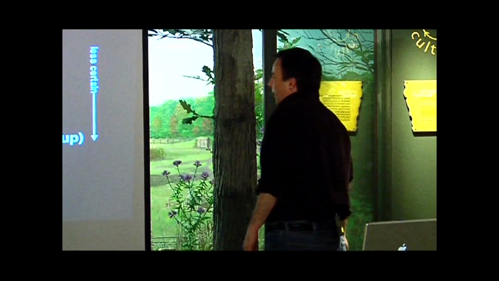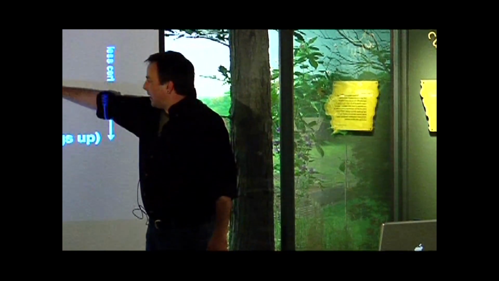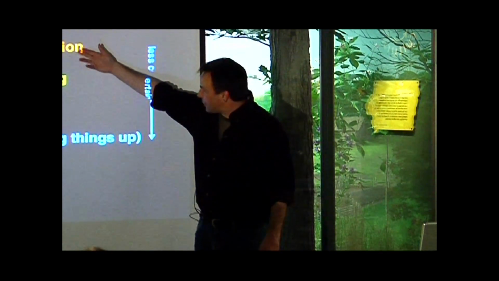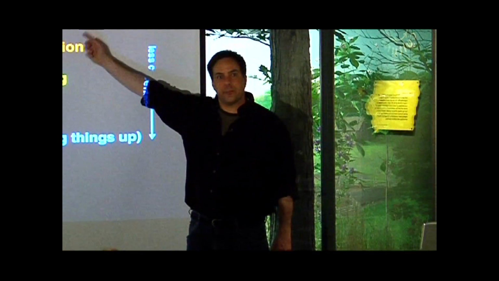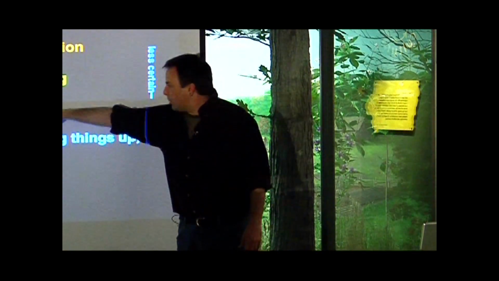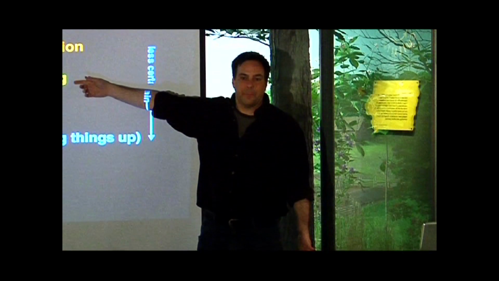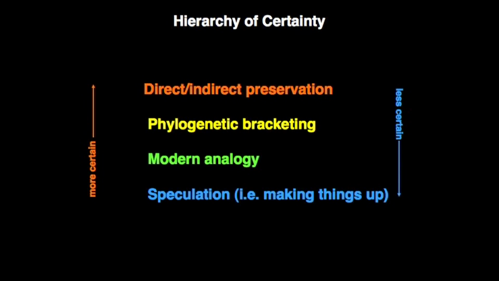Now, phylogenetics came in, and it actually gives us, I would argue, a level of certainty that's a little bit less than direct or indirect preservation. I'll give you some examples of indirect preservation too. But it's somewhat better than modern analogy, because this is testable and it's predictable. So it sort of helps us by giving us another level in this hierarchy.